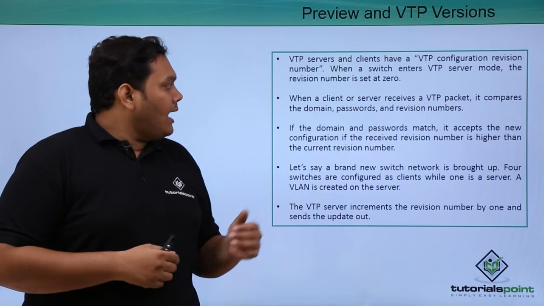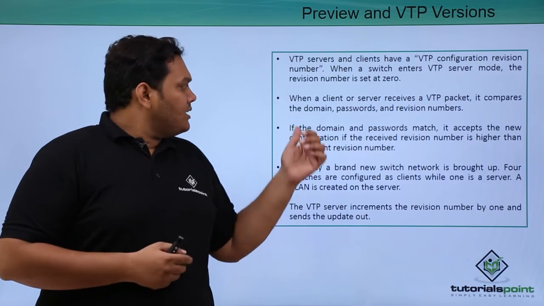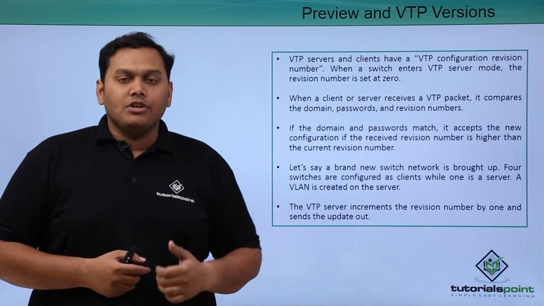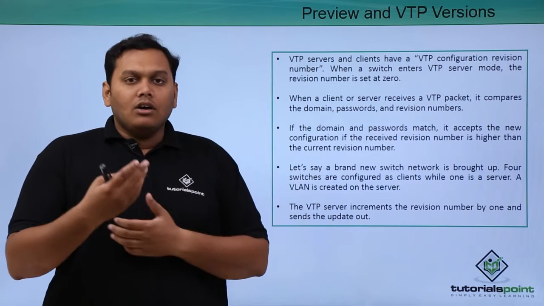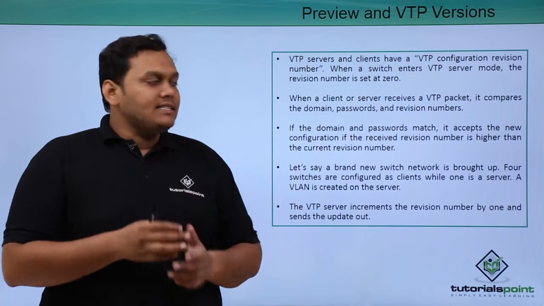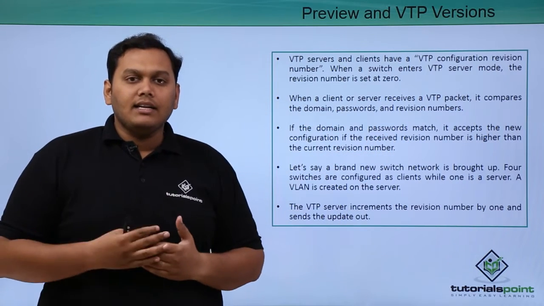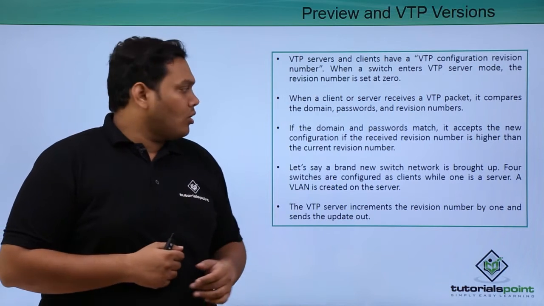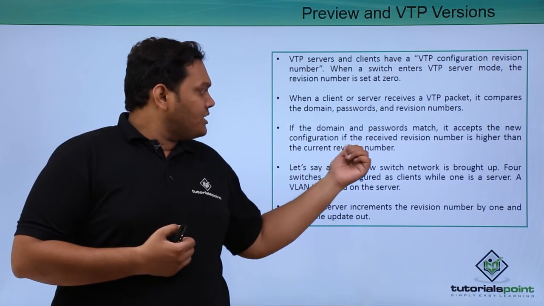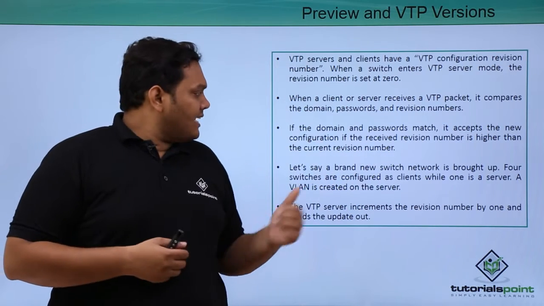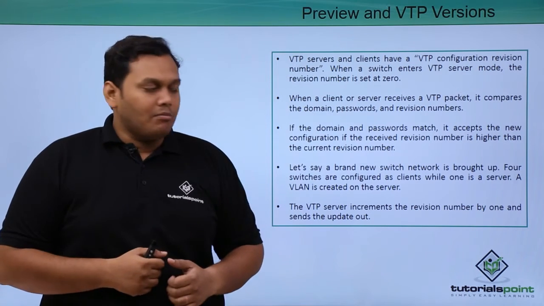When a client or server receives a VTP packet, it compares the domain, password and revision numbers. The packet contains the domain name, password and revision number, so that the switch can decide whether to forward the packet or not. If the domain and password match, it accepts the configuration, and the revision number is updated to the higher current revision number.